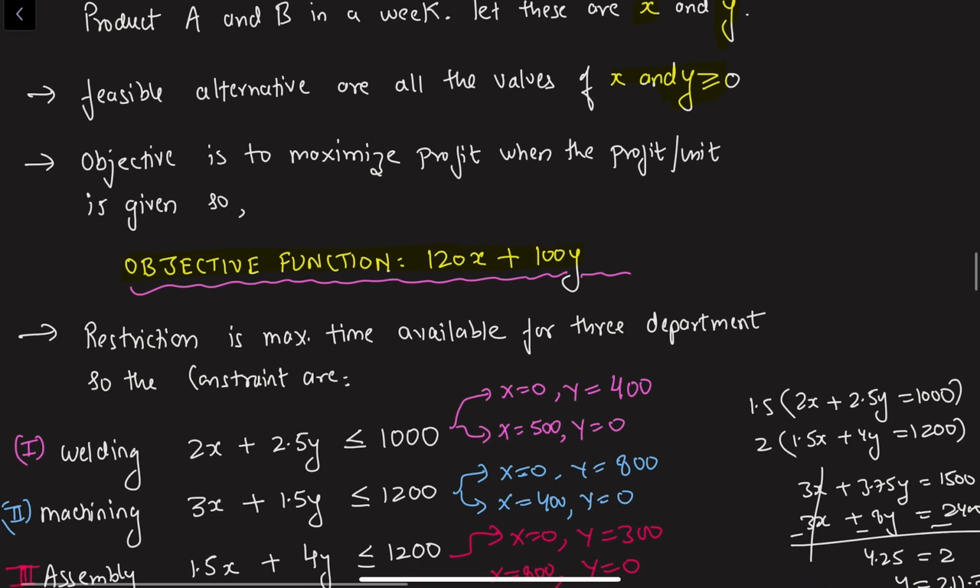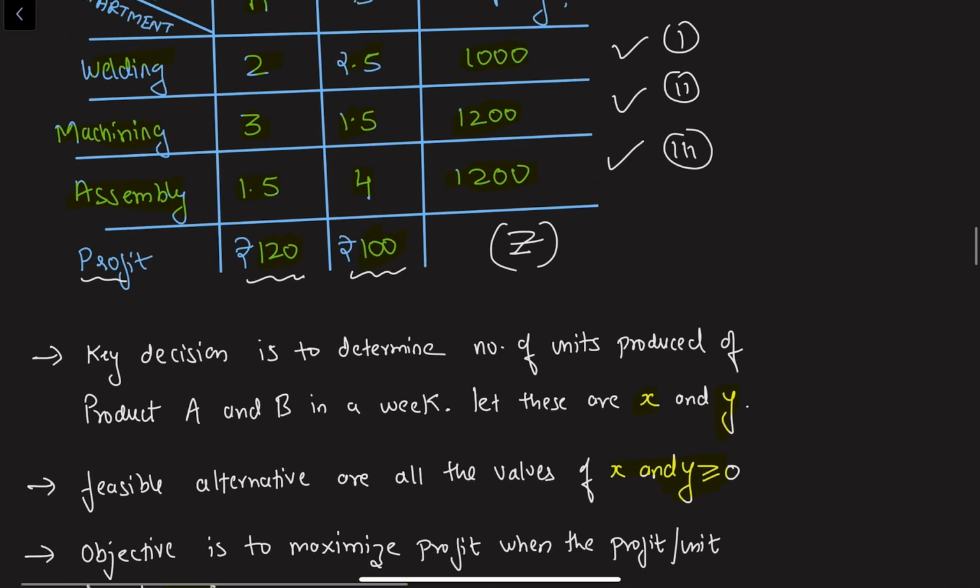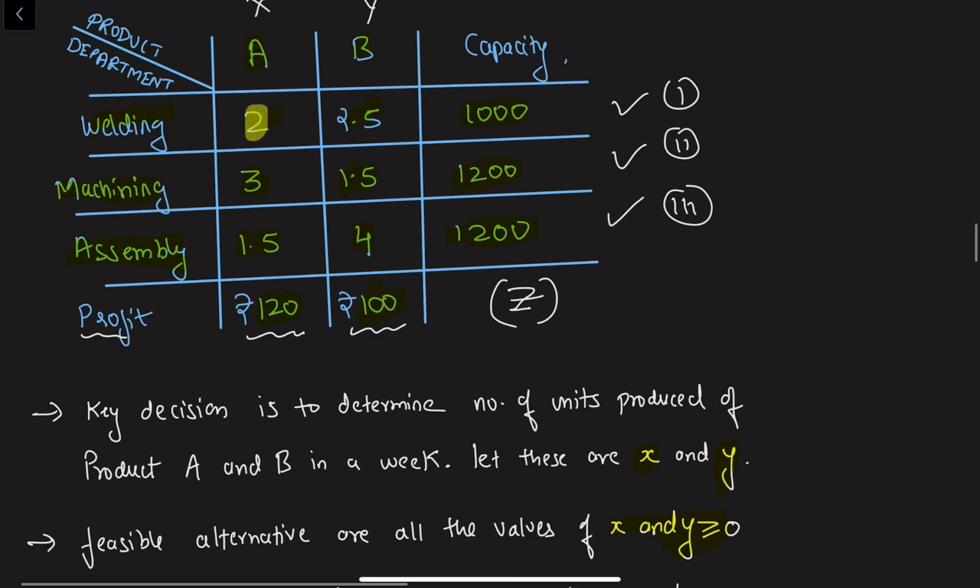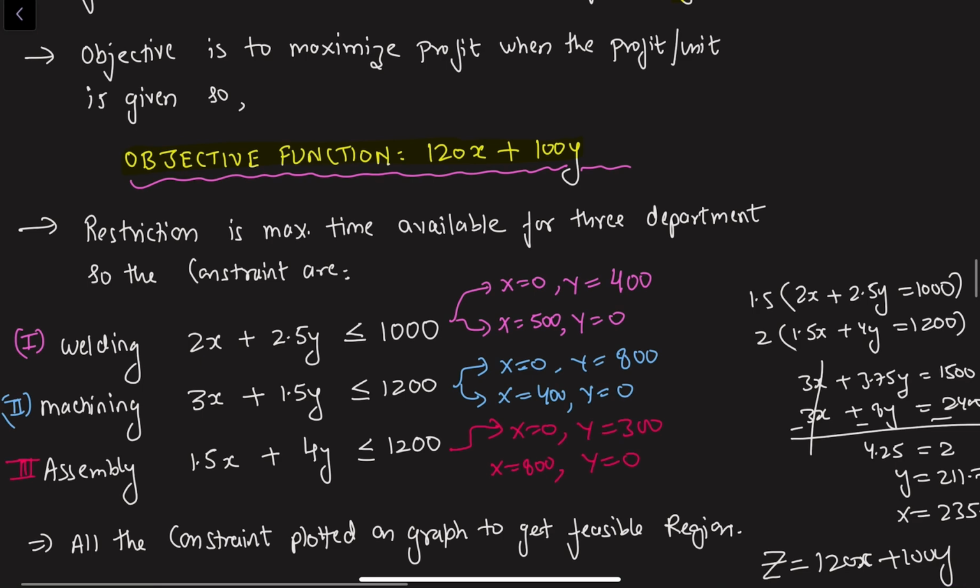Now I have a restriction of maximum time available for 3 departments, and the constraints are these. These are the times which are available, and this is my constraint. So 2x plus 2.5y is less than or equal to 1000. This is for welding. This is my constraint. Similarly, for machining, this is my constraint, and for assembly, this is my constraint.